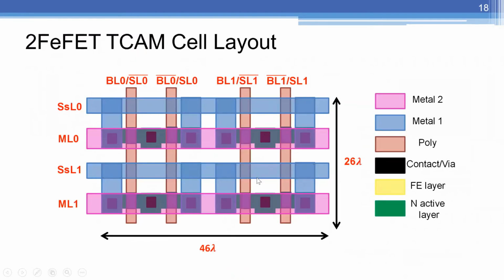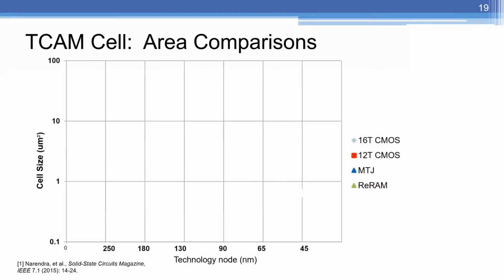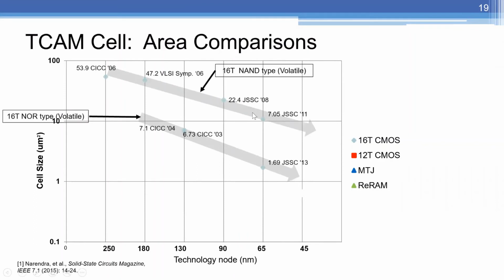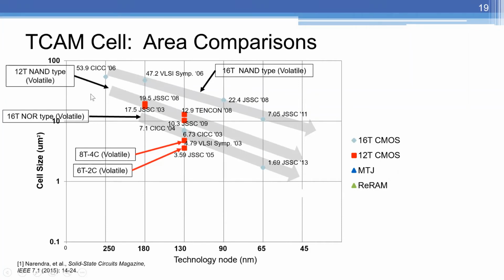And also the layout has been sketched and estimated in terms of the cell size per bit and storage in order to show how compact we can achieve using the two FeFET TCAM approach. We collected all the other data points of other TCAM designs to showcase the advantages of our two FeFET based TCAM designs. Here, the 16T CMOS designs are represented by two trends, which are NAND type and NOR type match line connections respectively. Also, the trend of the 12T NAND type is shown here.